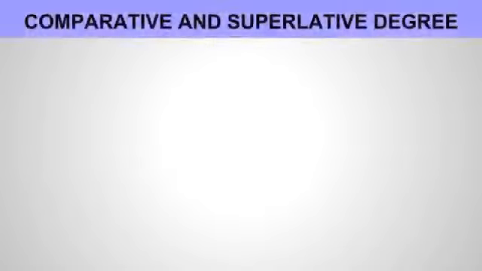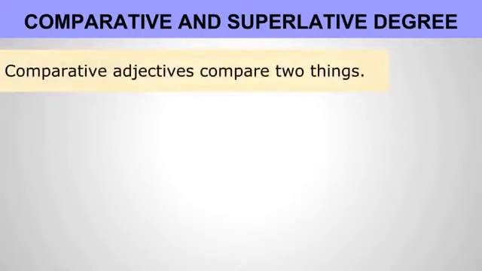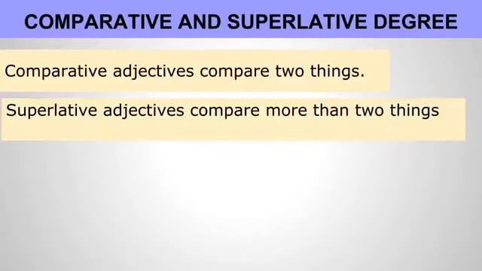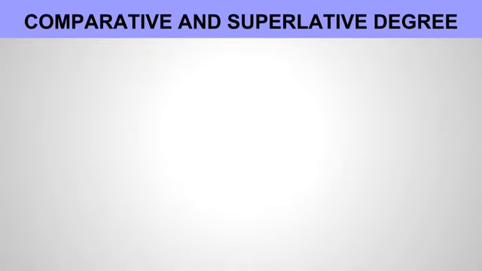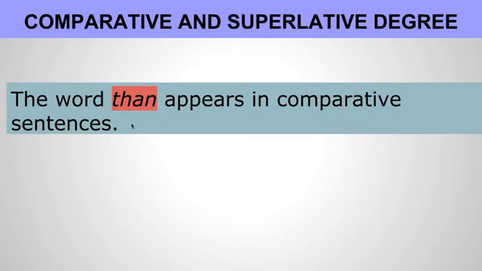Coming to comparative and superlative degree, it's called ism tafdeel. Comparative adjectives are used when we compare between two things, and superlatives are used when we compare more than two things. This is a simple rule for how we use comparatives and superlatives. In English we have old, older, oldest; young, younger, youngest; pretty, prettier, prettiest; good, better, best. In comparative, the word than appears in sentences.